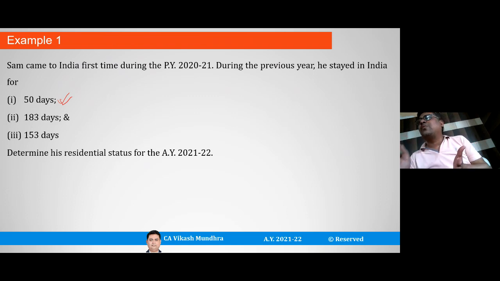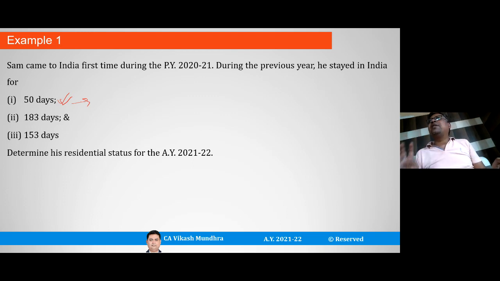given under section 6(1). He was not in India for 182 days during that previous year. Even he was not in India for 60 days during that previous year. Hence, that person shall be said to be a non-resident in India for the previous year 2020-21. Next is 183 days. Since he satisfied one of the conditions, that is 182 days or more, hence that person shall be considered a resident in India.